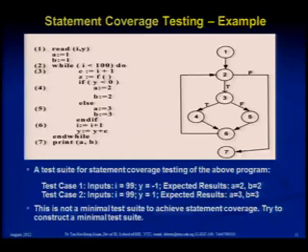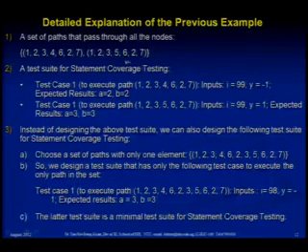I have to introduce some more paths in my set. So the second path I introduce is 1, 2, 3, 5, 6, 2, 7. Okay? So by having these two paths together, I have a set of paths passing through all the nodes. So very straightforward, pass through all the nodes. Okay, so I have found the set of paths for statement coverage testing.